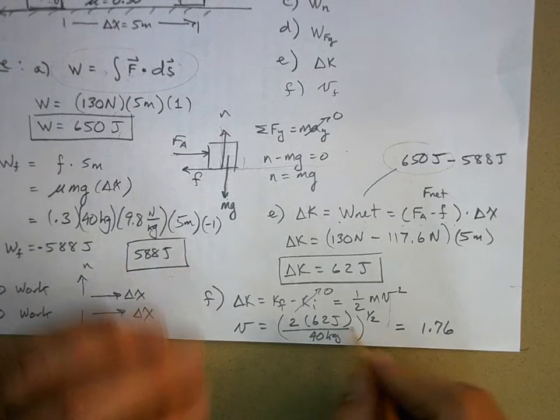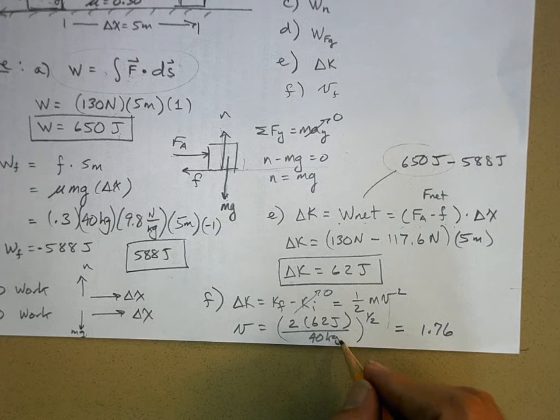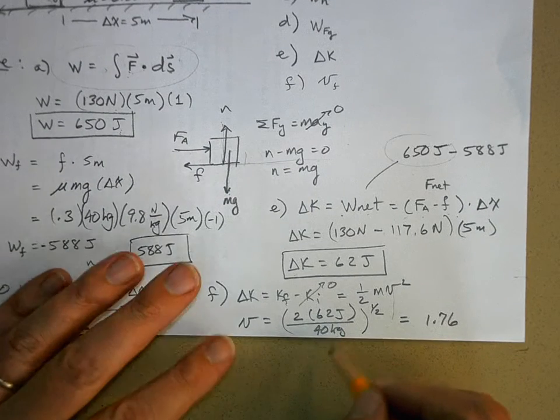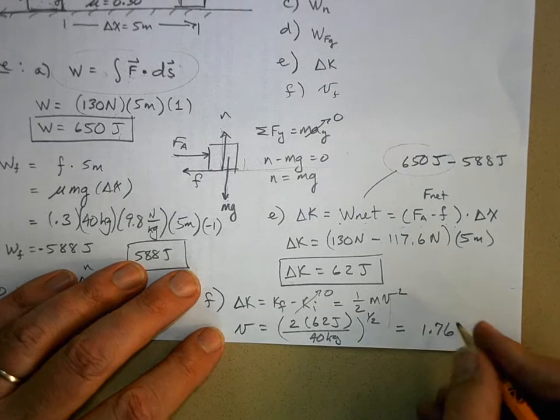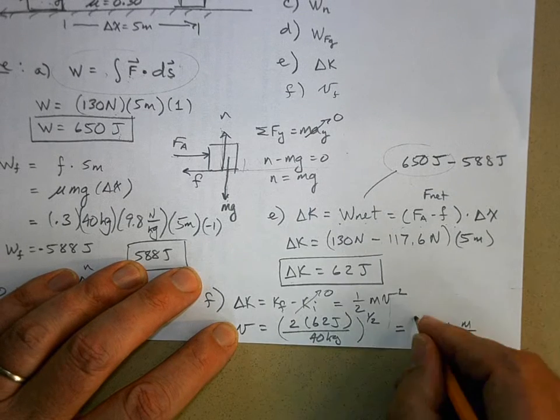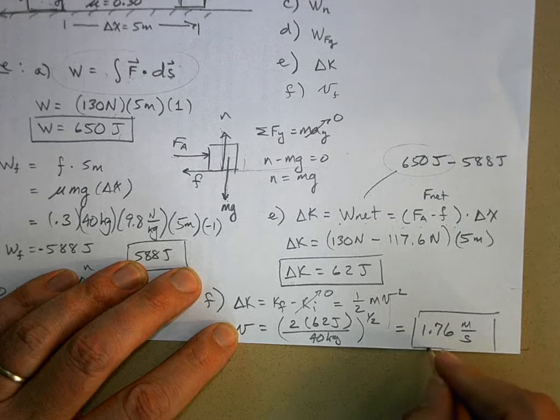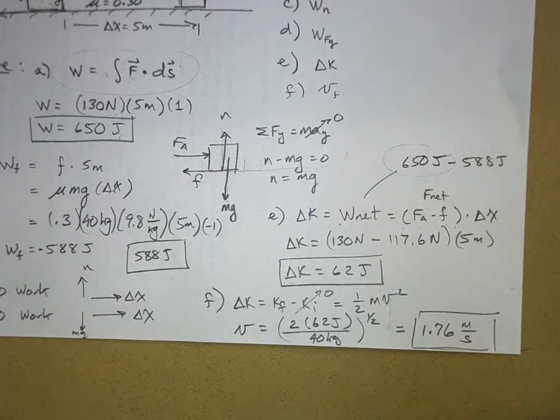And a joule divided by a kilogram. A joule is a kilogram meter squared per second squared. Cancels out the kilogram, you get meters squared per second squared. Take the square root of that, you get meters per second. And there you go. All done.